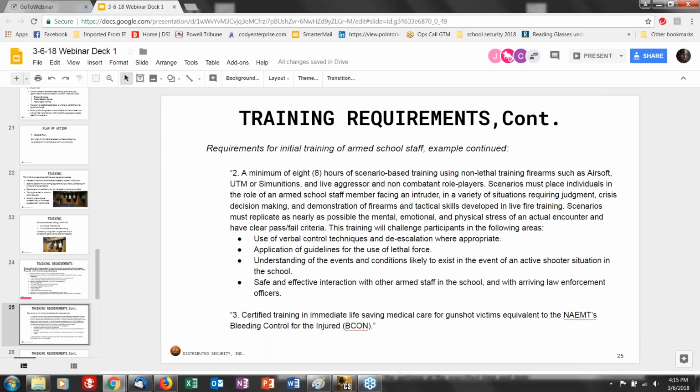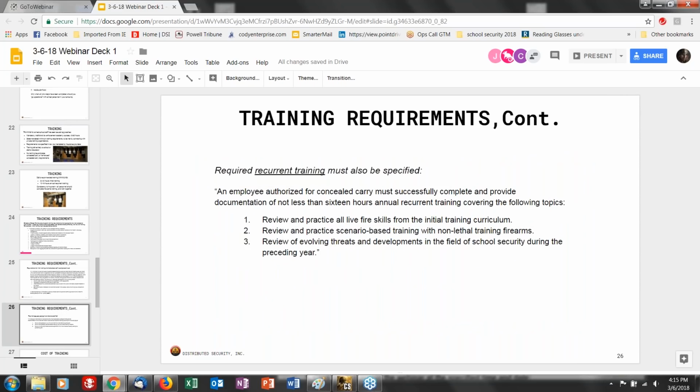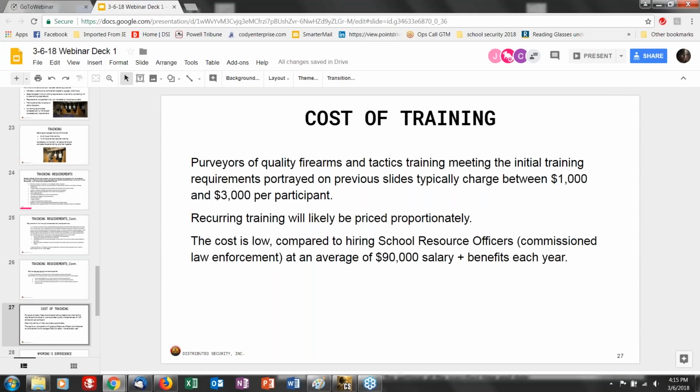So as you can see, we address live fire training, scenario-based training, and finally in the 3rd slide here, annual recurrent training. And then let me speak very briefly about the cost of training. Training organizations like our own, purveyors of quality firearms and tactics training, meeting the kind of requirements that were just on those last 3 slides, will typically charge between $1,000 and $3,000 per participant. And recurring training will likely be priced proportionately. May seem like a lot of money, but it's not.